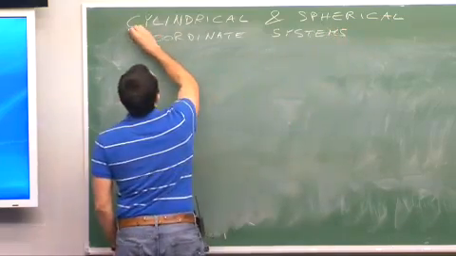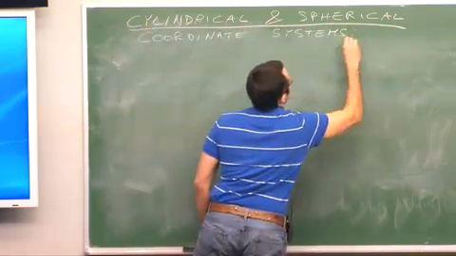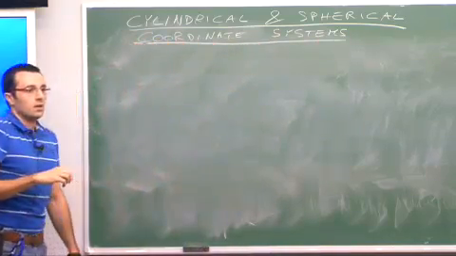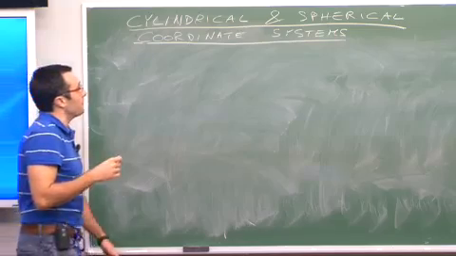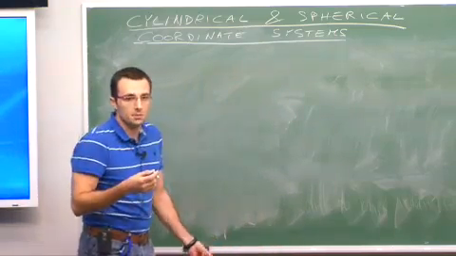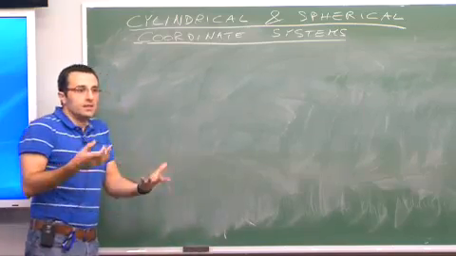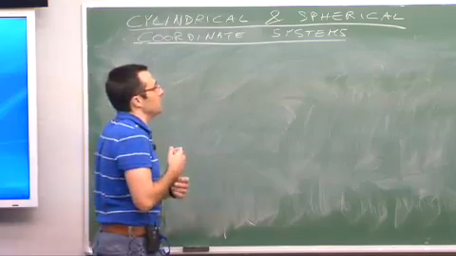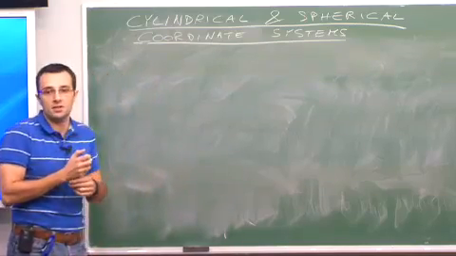Why do we bother about using coordinate systems that are different from Cartesian ones, from x, y, z? And this question came up in one of the past lectures. Well, because in many cases, the geometry of the problem we're looking at lends itself to the use of coordinate systems that are different from the Cartesian ones. It just makes our life easier.